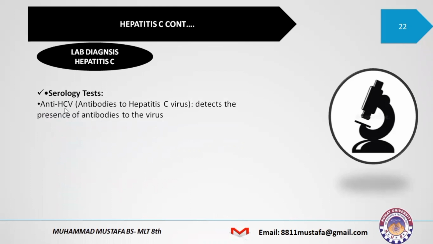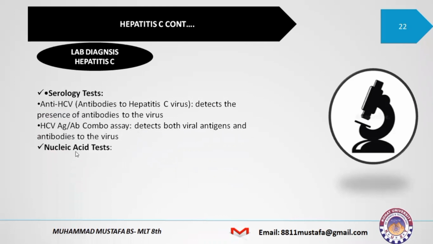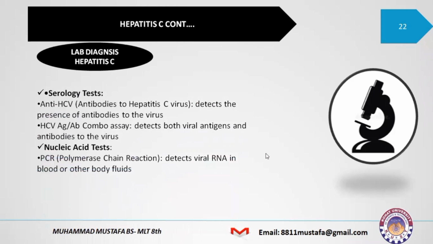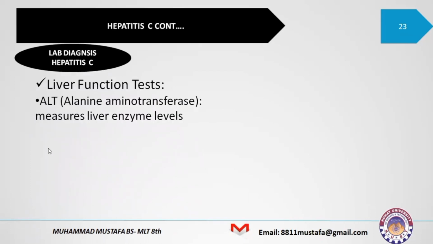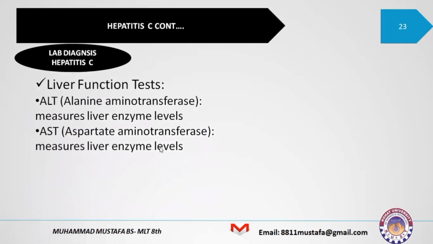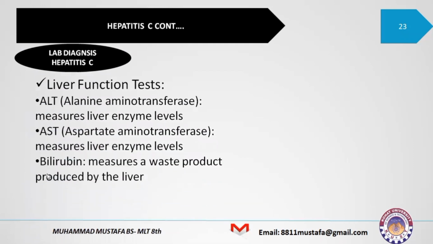Lab diagnosis for hepatitis C is the same as hepatitis A and B. Serology tests: anti-HCV, antibodies to hepatitis C virus, detect the presence of the antibody to the virus. HCV Ag-Ab, a combo assay, detects both viral antigen and antibody to the virus. Nucleic acid test: it is a quantitative and qualitative test for hepatitis C. PCR, polymerase chain reaction, detects the viral RNA in the blood or other body fluids. ALT, alanine aminotransferase, and AST, aspartate aminotransferase, measure enzyme levels.